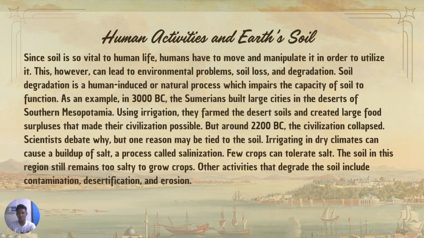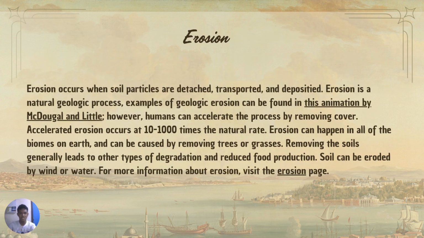Today, salinization, along with contamination, desertification, and erosion, remains a significant challenge to soil health and productivity. Erosion. Erosion is a natural process that shapes the Earth's surface, but human activities like deforestation and overgrazing accelerate it, causing soil loss, environmental degradation, and reduced food production.